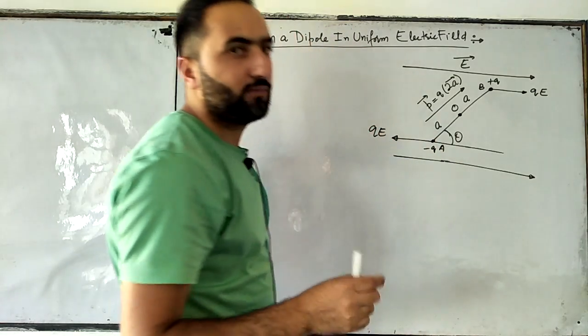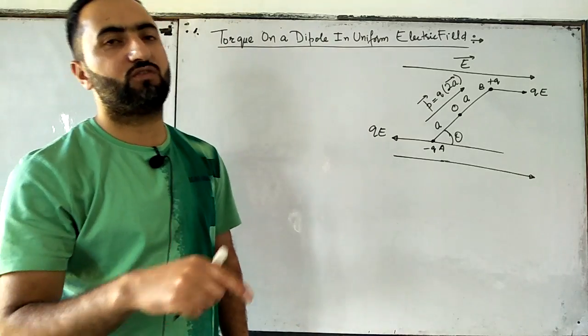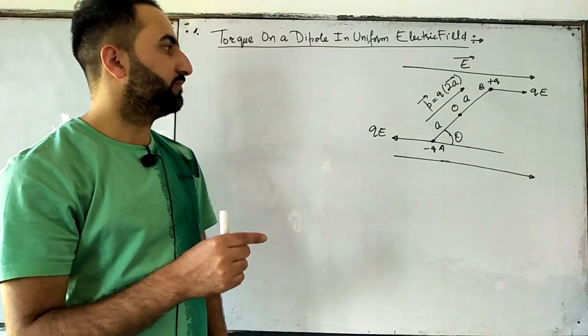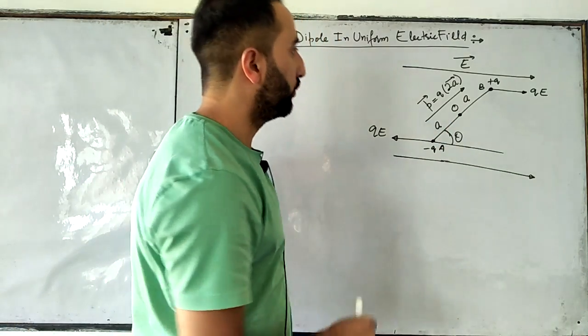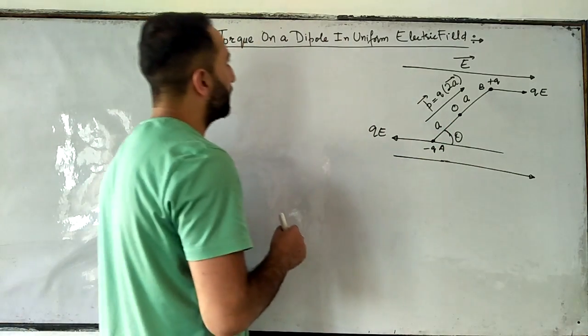The reason is that the force experienced by a positive charge will always be in the direction of the field, and the force experienced by a negative charge is opposite to the direction of the field. So this is QE and this is also equal to QE. Taken up? Okay. Then next I will calculate the torque.